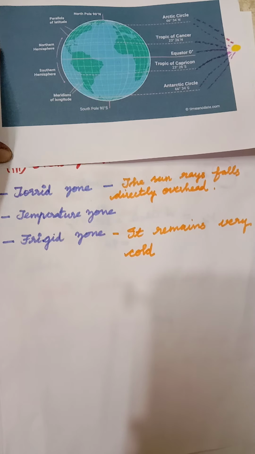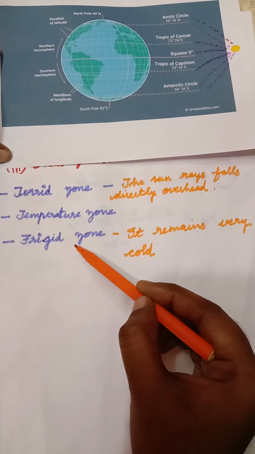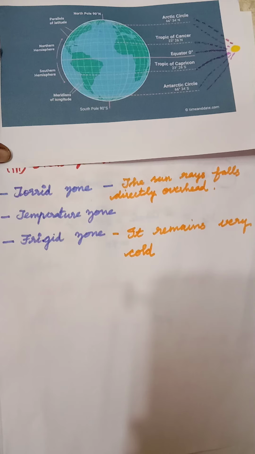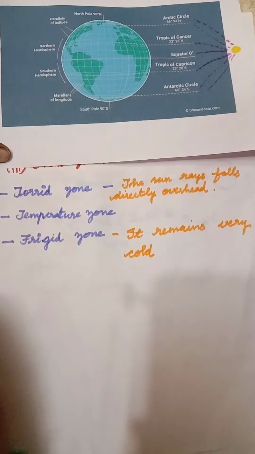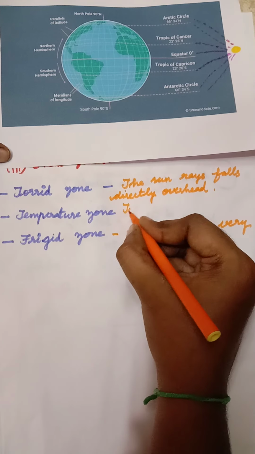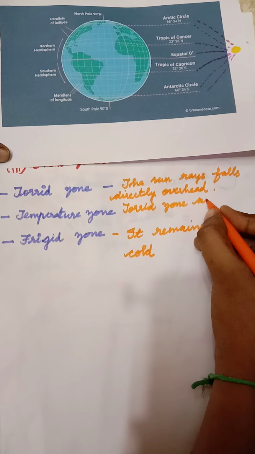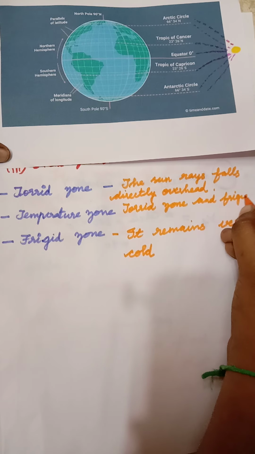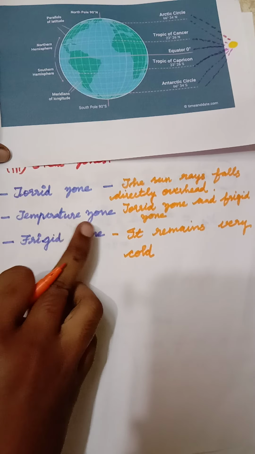Next we are going to see the temperate zone. The area between the torrid zone and the frigid zone in both hemispheres is called the temperate zone.